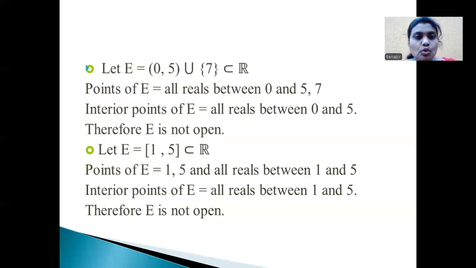Let E = the open interval (0, 5) union {7}, a subset of R. Points of E are all reals between 0 and 5, and 7. Interior points of E are all reals between 0 and 5. Therefore, E is not open. Let E = the closed interval [1, 5], a subset of R. Then points of E are 1 and 5 and all reals between 1 and 5. Interior points of E are all reals between 1 and 5. Therefore, E is not open.